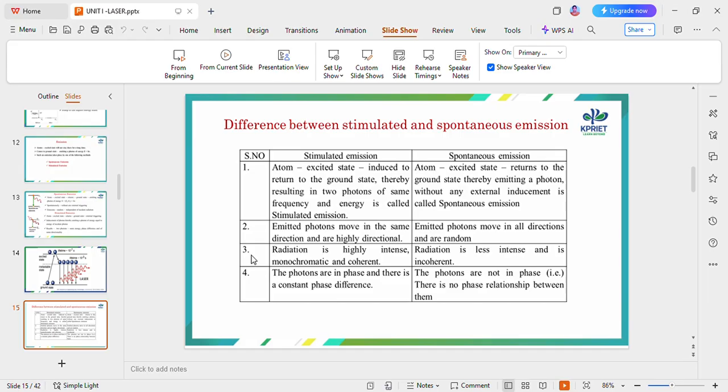In the stimulated emission process, emitted photons move in the same direction and are highly directional. Radiation is highly intense, monochromatic and coherent. The photons are in phase, and there is a constant phase difference between the photons. Whereas in spontaneous emission, the emitted photons move in all directions and are random. Radiation is less intense and incoherent. The photons are not in phase, so there is no phase relationship between them.